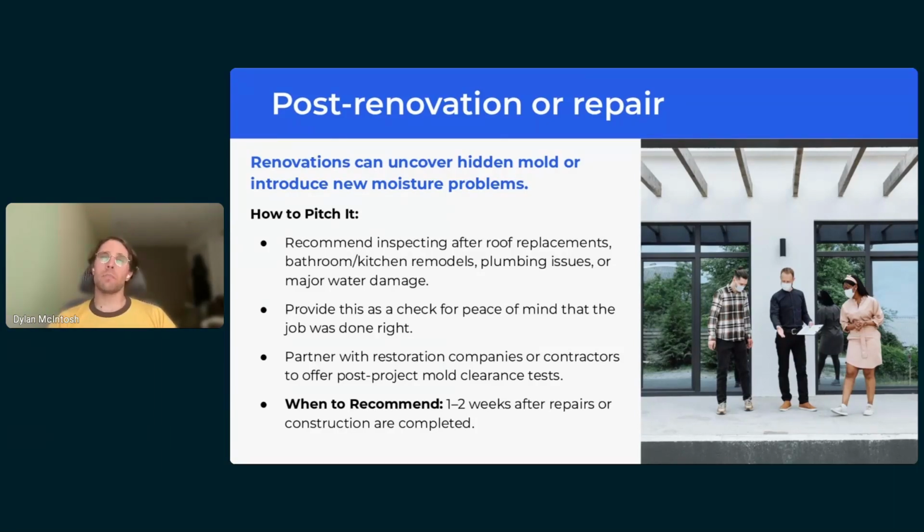When to recommend, it's a case-by-case basis on when to recommend something like this. If it's a remediation project, you're probably going to want to do this test immediately after the remediation company is done, or even before they remove their containment and air scrubbers and things like that, if they have them.